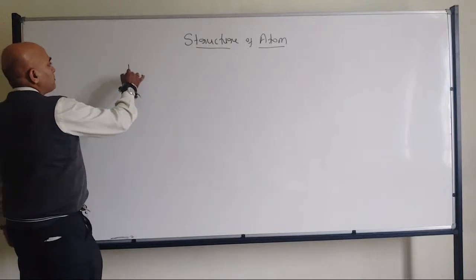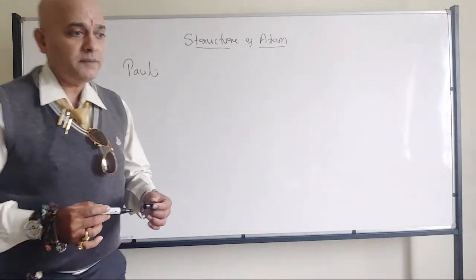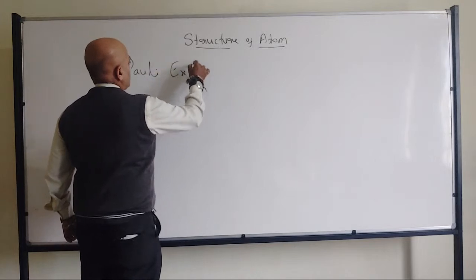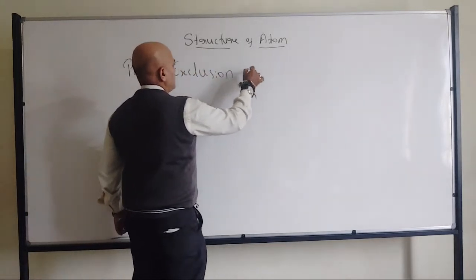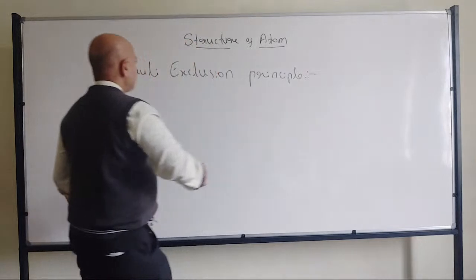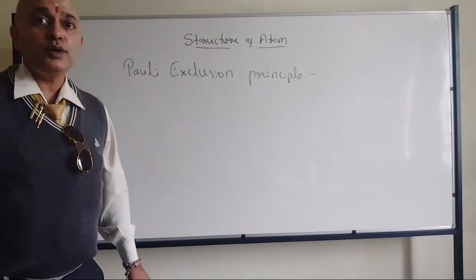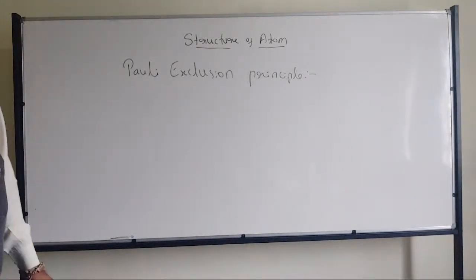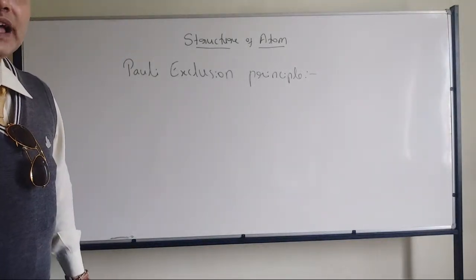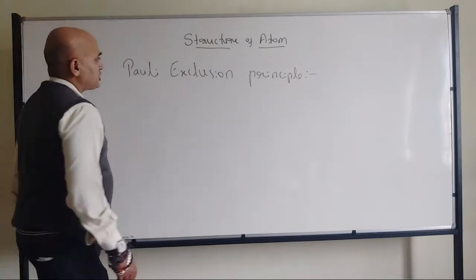That is Pauli exclusion principle, or Pauli's exclusion principle. Many students will write it wrongly, not P-O-L-I. It is P-A-U-L-I. Pauli exclusion principle. Now, exclusion means compulsory. So what is that compulsion here?